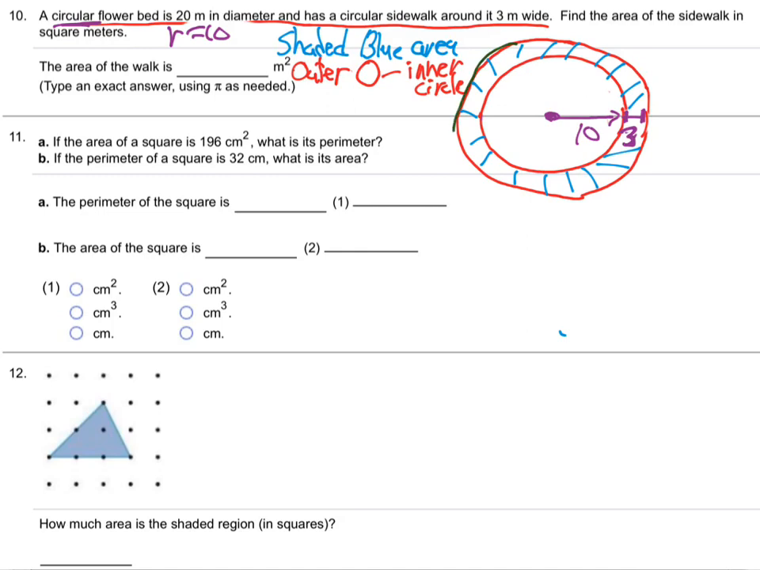So this outer circle, if we find out all his area, and then we subtract the inner circle, it's like a donut. We subtract the hole out of the middle. What will be left is this shaded blue area. So that's the plan. So what's the outer circle?